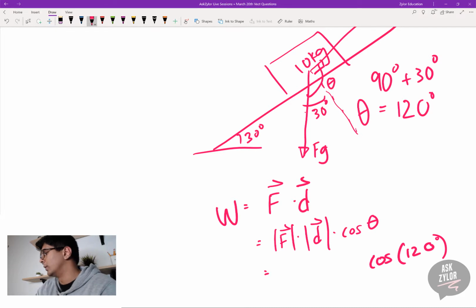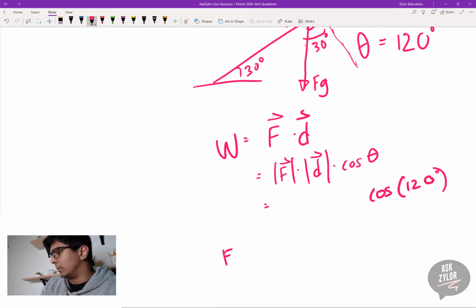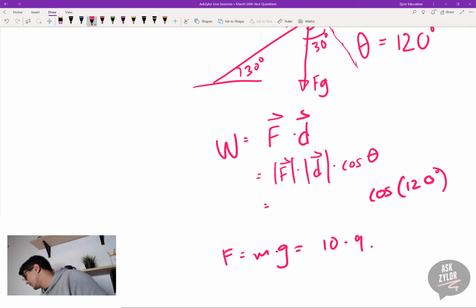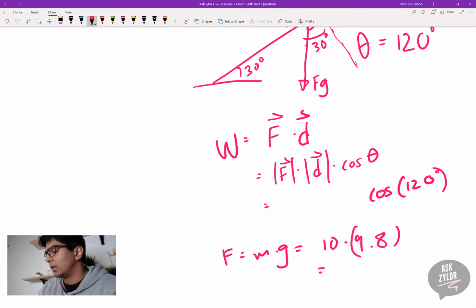So the force given, the force is going to be mass times gravity. That's how I get my force due to gravity. So I have a 10 kilogram mass multiplied by my force of gravity, times 9.8, is going to give me 98.